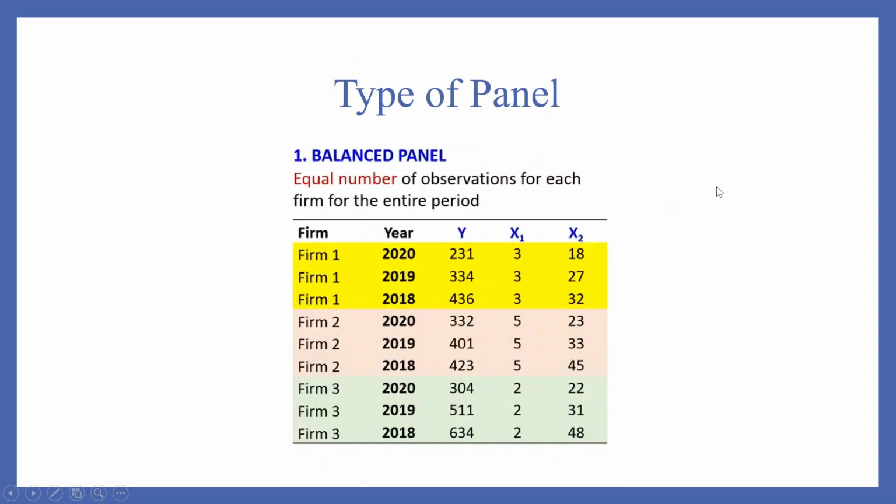Types of panel. Balanced panel. It means that the number of years for each firm are equal. So equal number of observations for each firm for the entire period.